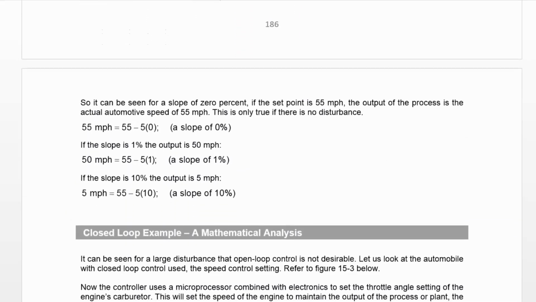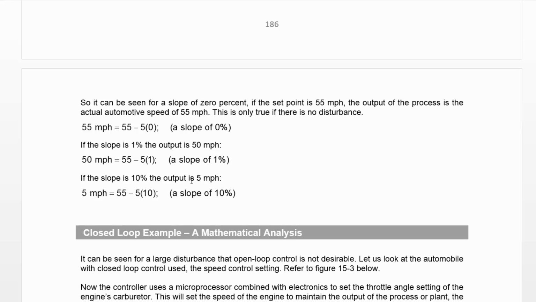So if we take this and we use this formula of R minus 5W equals our output, we have an input of 55 miles an hour minus 5 with a slope of 0, which gives us 55 miles an hour. But if we had a slope of 1, we'd have our slope times 5. R, our set point, is 55 minus our disturbance of 5 times 1 is 5, and we get a speed of 50 miles an hour.